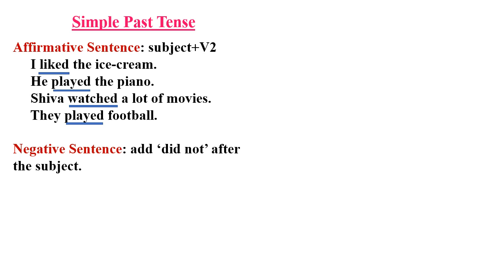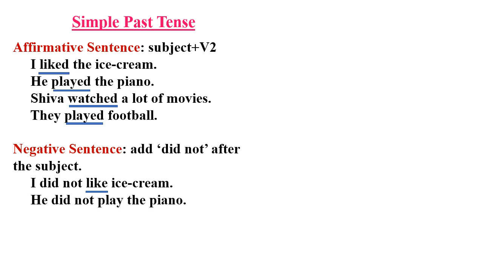The negative sentence can be formed simply by adding did not before the verb, as in the example, I did not like the ice cream. Notice here that the verb like is used in the base form. Remember that in the negative sentence, verb 2 should not be used. We should not say he did not played the piano. We should say he did not play the piano. The helping verb that we add, did, helps us understand that the sentence is in the past tense.